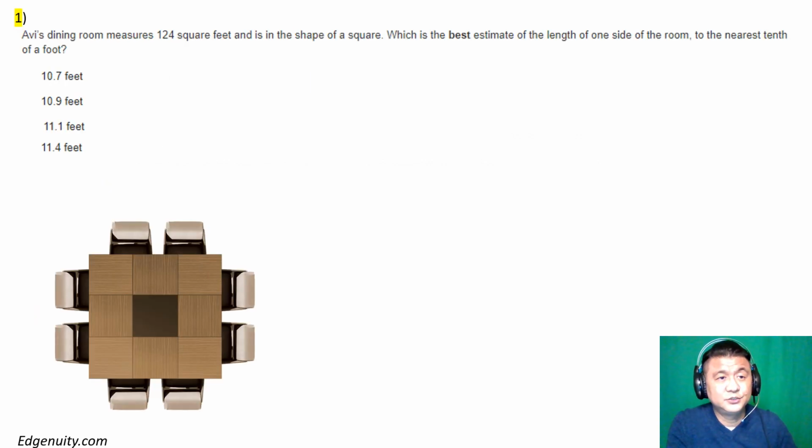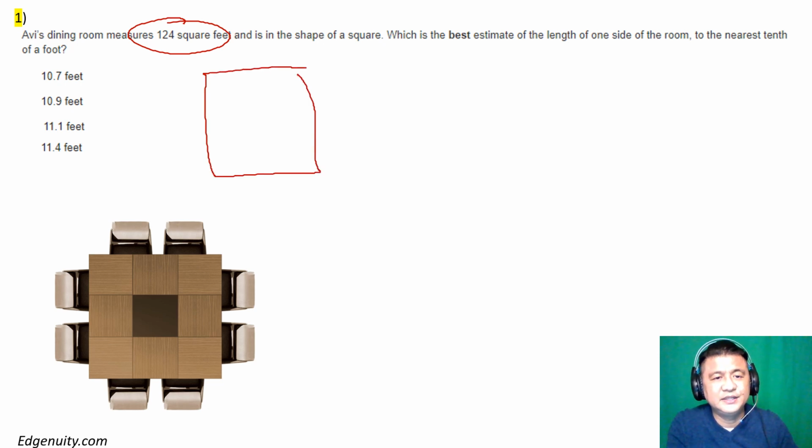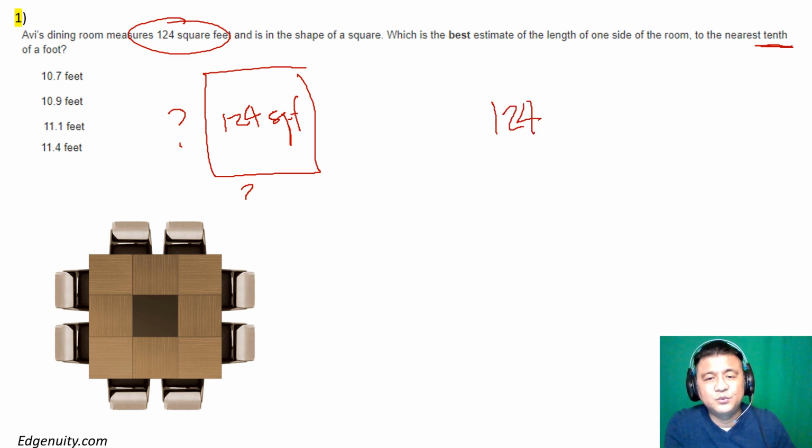Now let's try this ingenuity problem. Okay, let's start with this. A dining table measures 124 square feet in shape. So there's already the area, 124 square feet. You want to know the edge to the nearest tenth. Okay, so let's try that. 124 is between what perfect squares? You know 100, no, not 100, 121 and 144. Okay, it's between 121 and 144.